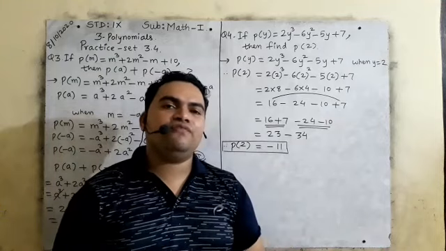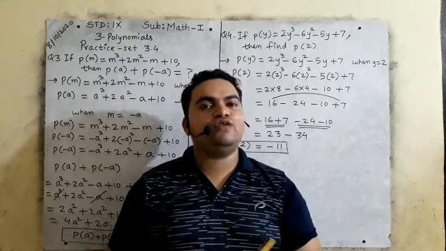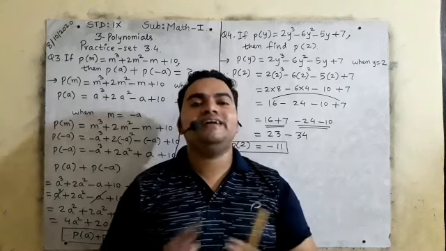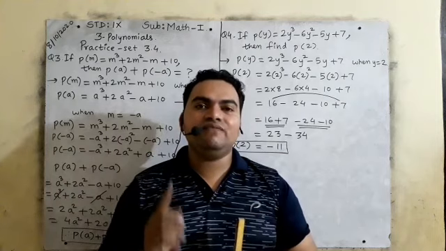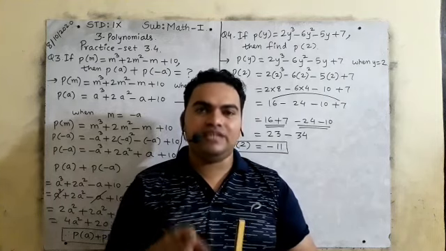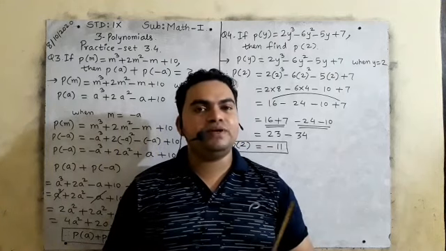So this is how I have finished practice set 3.3. From practice set 3.3, questions number 5 and 6 are removed because they depend on the linear division method, and the linear division method is completely removed from your syllabus. Then we have started 3.4 and we have finished. It is very simple, very easy.